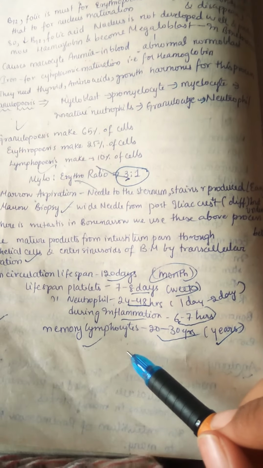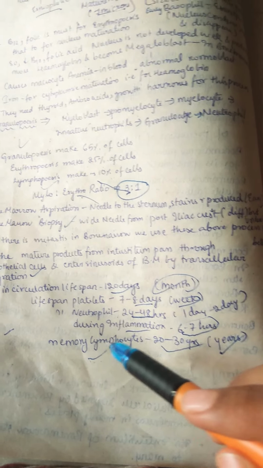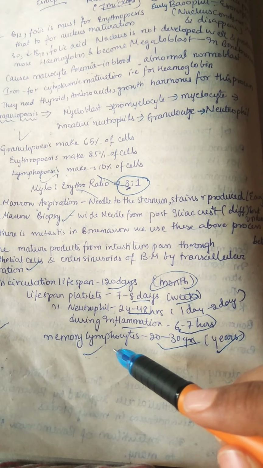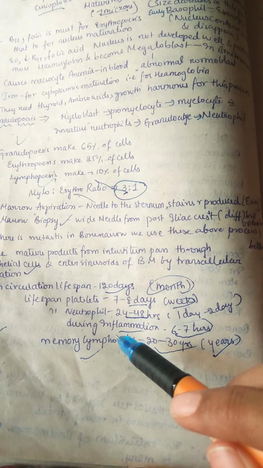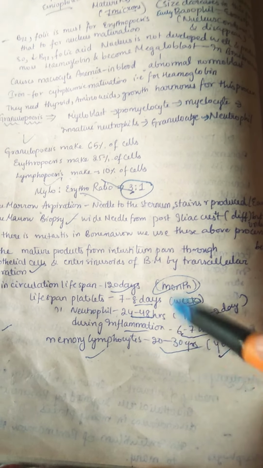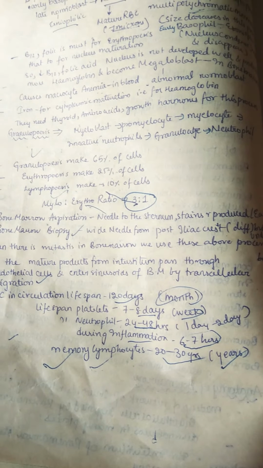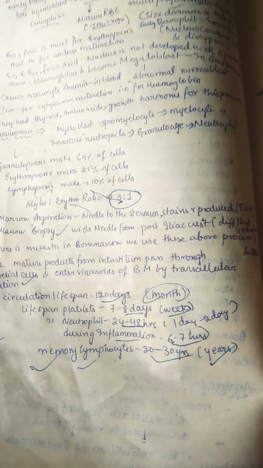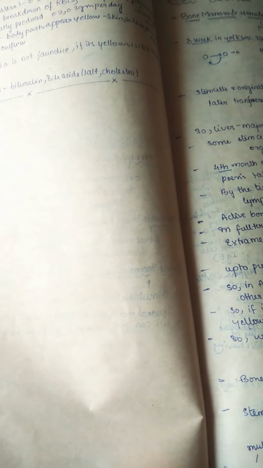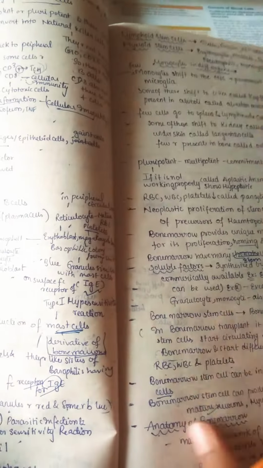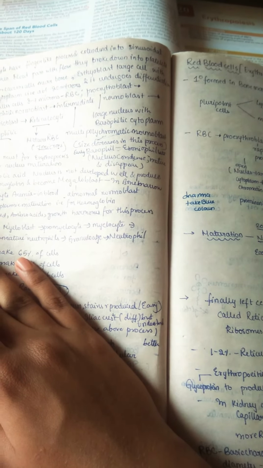So you can see here what has the lowest lifespan among all of these is the neutrophil. And next comes our weeks one, that is our platelets, and next comes our RBC. So the greatest one among all of these is the memory lymphocyte. It stays up to years, like 20 to 30 years. So that's it. We have completed our blood physiology, bone marrow, and hematopoiesis, how red blood cells are formed.